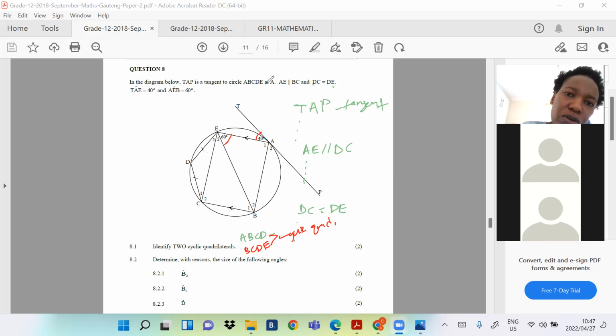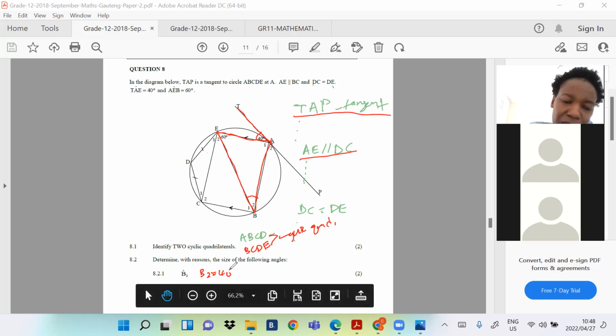So now let's look. Remember, when you look at the given values, also look at the statement they gave you. They said TAP is a tangent. So if this is a tangent, can you see 40 is formed between a tangent and a chord? Can you see that chord subtends that angle? So yes, B2 is 40 degrees, but you need the right reason: angle between tangent and chord.